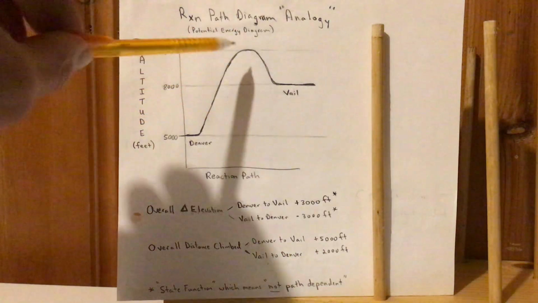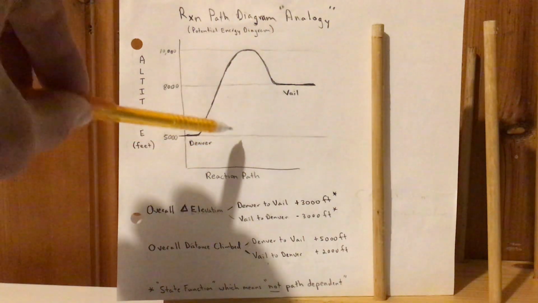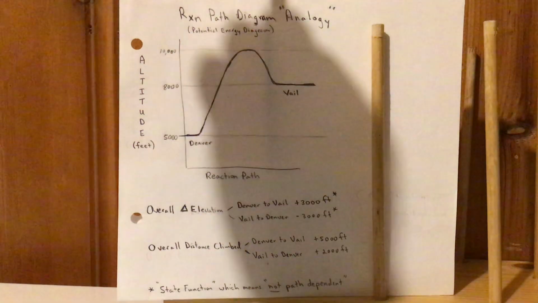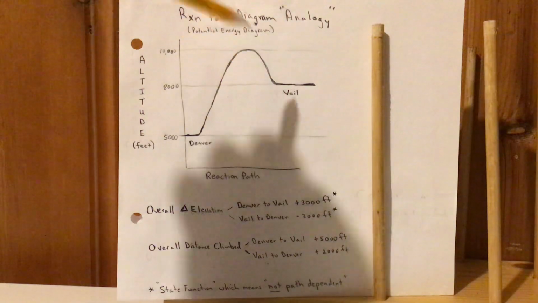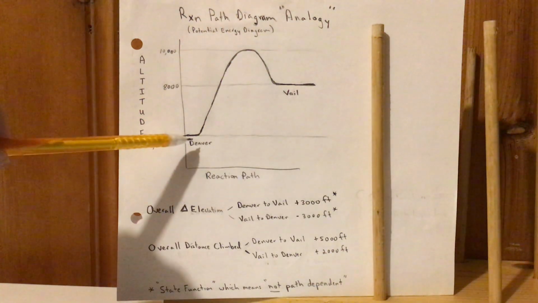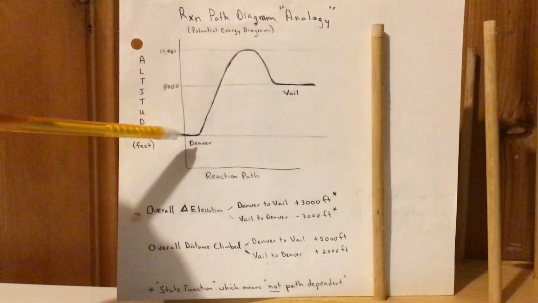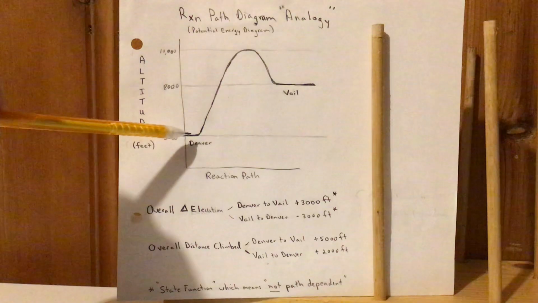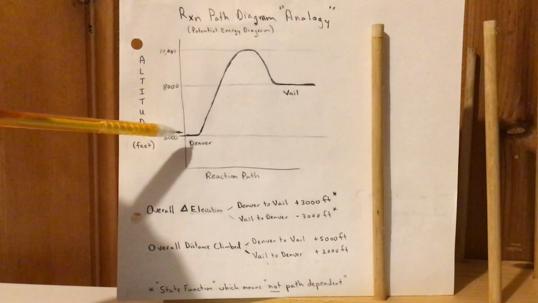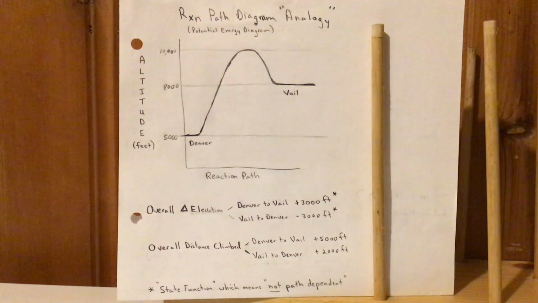Notice this height of the hill is going to be path dependent, because if you went a different path that had a higher hill, you'd have to climb higher and descend higher. But going from Denver to Vail, the elevation difference is a state function, because it doesn't matter which path you take, it would always be the difference between 5,000 and 8,000 feet, which would be 3,000 feet right here.